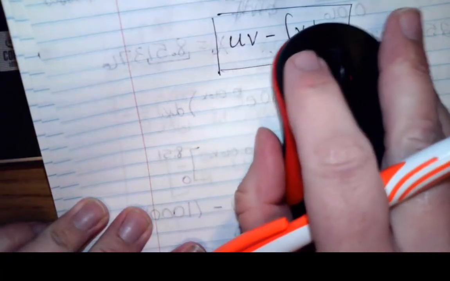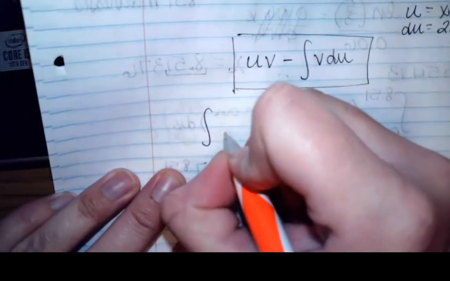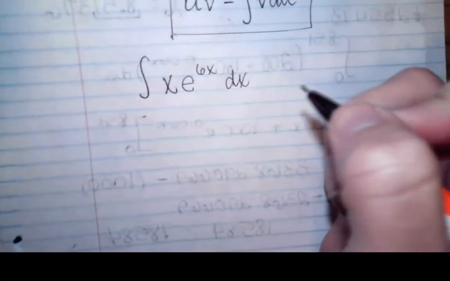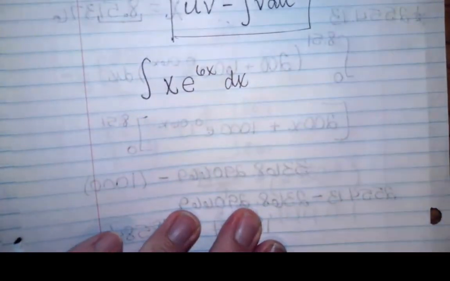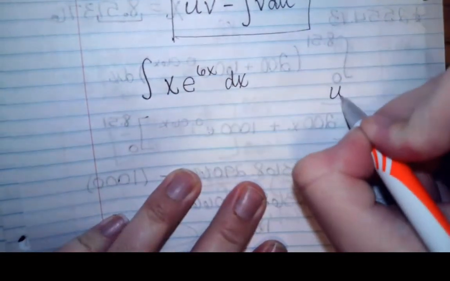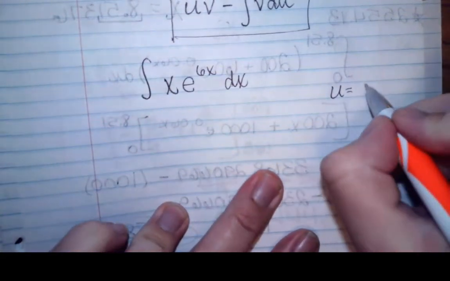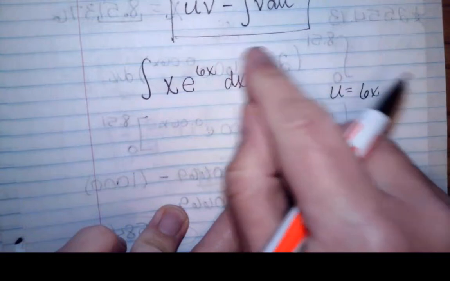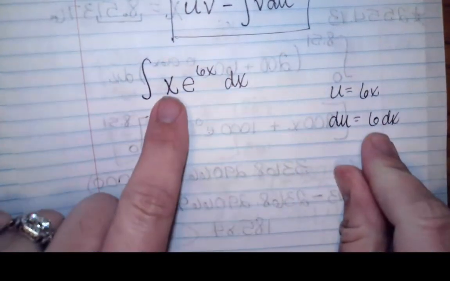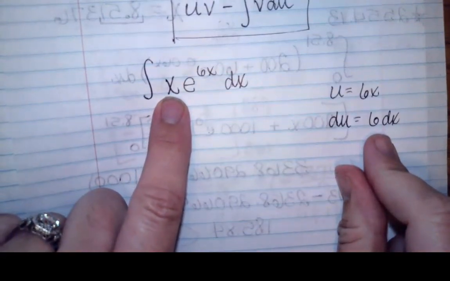So for our first one, we have the integral of x e to the 6x dx. Let's just for kicks try U substitution. As soon as I see an e to the, I know that my u should be 6x. So my u should be the exponent. Well, then what's your du? Your du is 6 dx, which means I have an extra x floating around that's really causing issues.